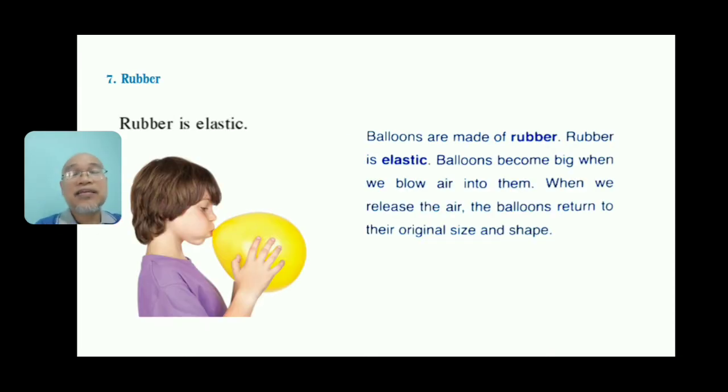Number 7 kind of material is rubber. Rubber is elastic. All right? Balloons are made of rubber. Rubber is elastic. As we know, balloons become big when we blow into them. When we release the air, the balloons return to their original size and shape.